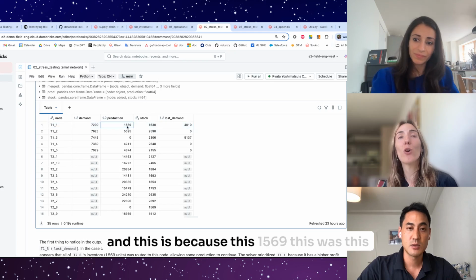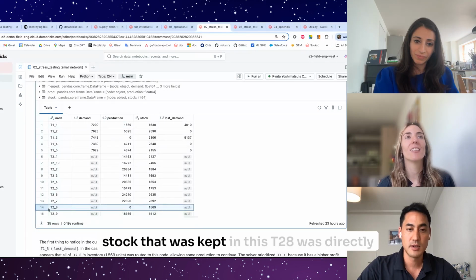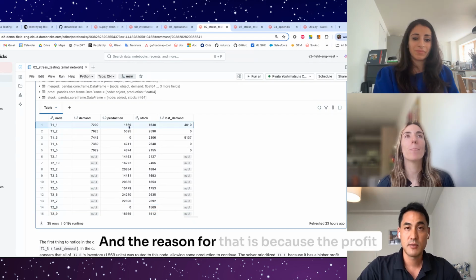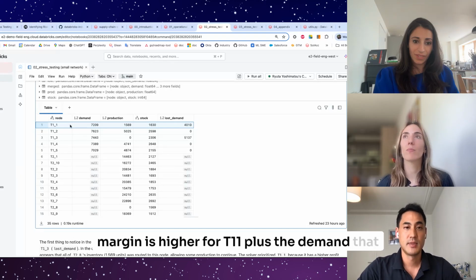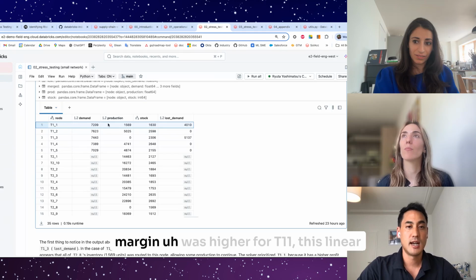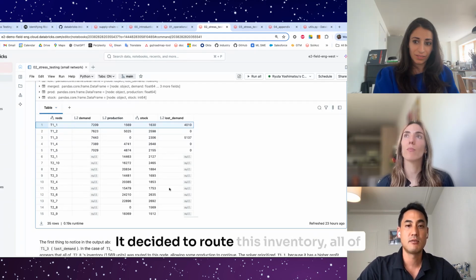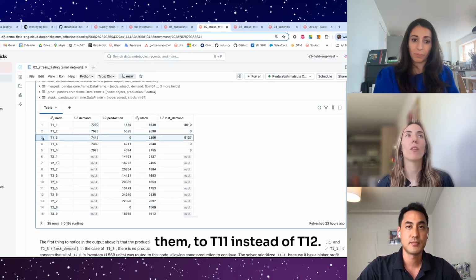And this is because the 1569 stock that was kept in T28 was directly routed to T11. And the reason for that is because the profit margin is higher for T11, plus the demand that was expected. So demand times the profit margin was higher for T11. This linear optimization program decided to route all of this inventory to T11 instead of T12.